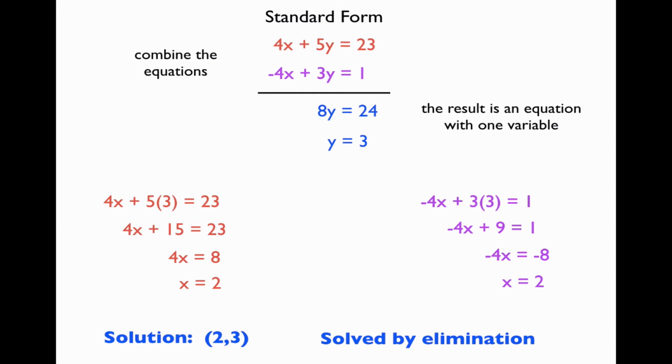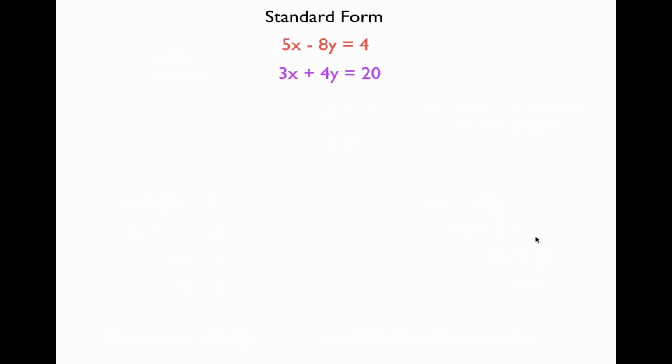Now let's take a look at another example. If you notice, if we were to try to combine these two equations, we wouldn't accomplish our goal of eliminating one of the variables. 5x and 3x don't cancel each other out, and negative 8y and 4y don't cancel each other out. So can this system be solved using elimination?